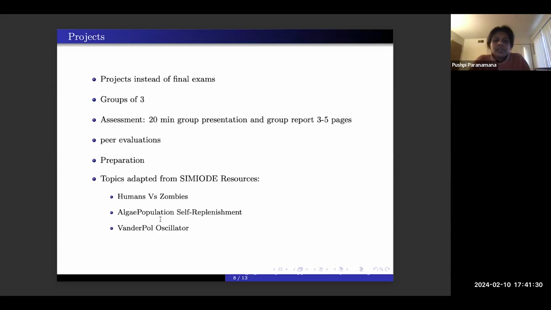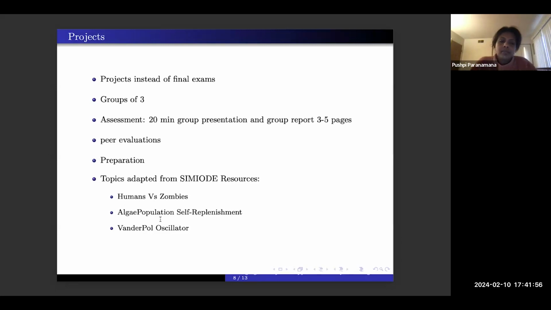Humans versus zombies is SIR type modeling, and they analyze the nonlinear system, linearize it, and then analyze it. They have to interpret the findings qualitatively. And then another group did algae population, and another group did the van der Pol oscillator.